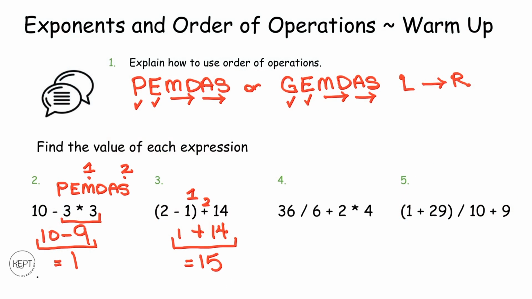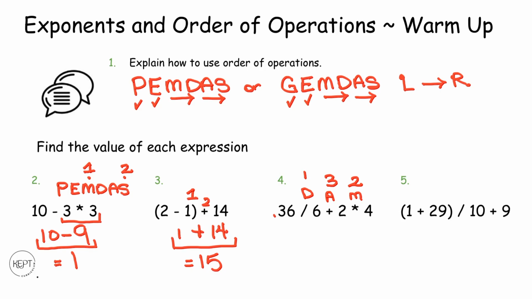Question number 4. In this problem, we can see that we are given several operations. We're given a division, an addition, and a multiplication. According to our PEMDAS, we do either multiplication or division first, but we always start with the one that's on the left. That means we do division first, multiplication second, and finally we're followed up with addition. So we do the addition last.